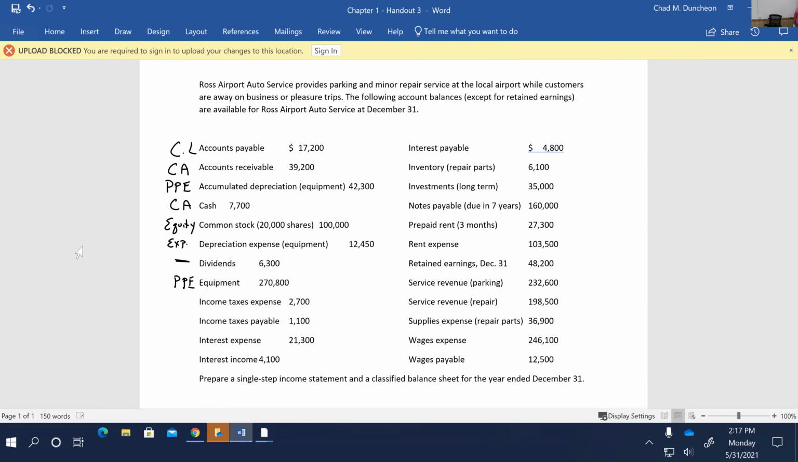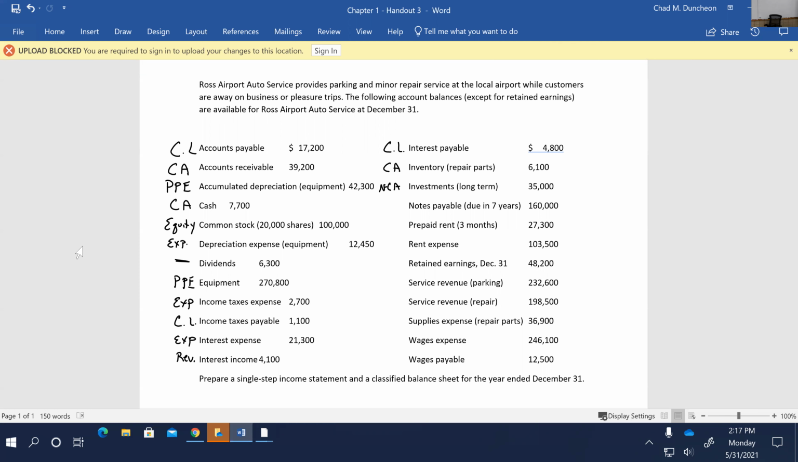Then we have PP&E. Income tax expense, we have an expense. Income tax payable is a liability, we'll pay it later. Interest expense is an expense. Interest income is considered a revenue. Over here we have interest payable. Again, it's a current liability. Inventory is a current asset. Investments is a non-current asset. It has its own category.